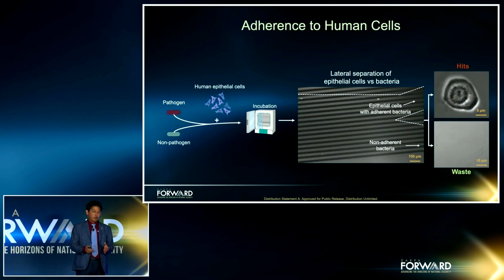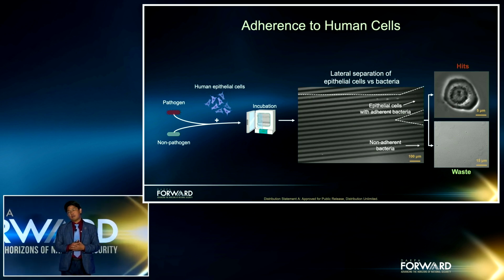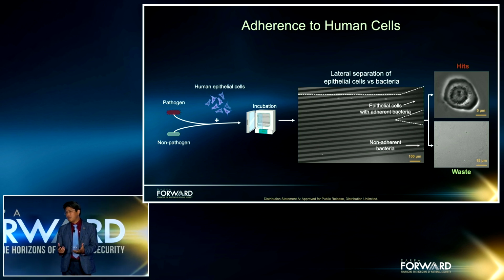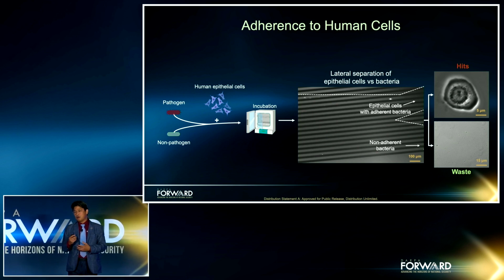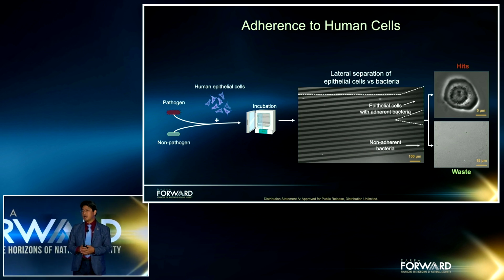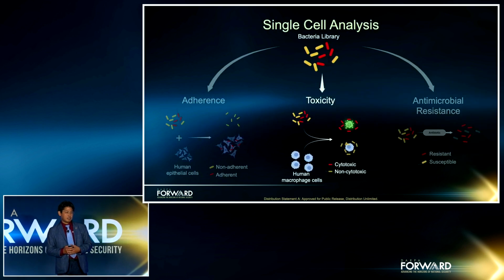So let's look at the first assay, adherence assay. In this assay, microbes are co-incubated with human host cells. We are utilizing a microfluidic system that can enable electric field-based cell separation. On the right side, this enables us to only harvest and isolate bacterial cells that are adherent to host cell, and that's what you're seeing on the right side, a pathogen that is adhering to the host cell successfully separating.